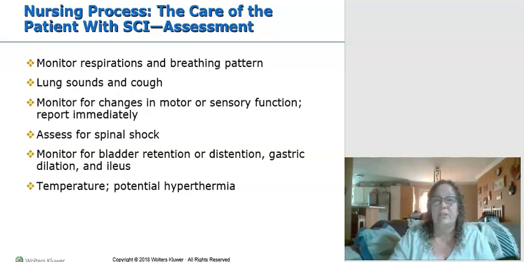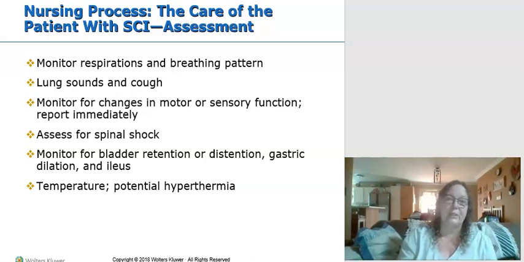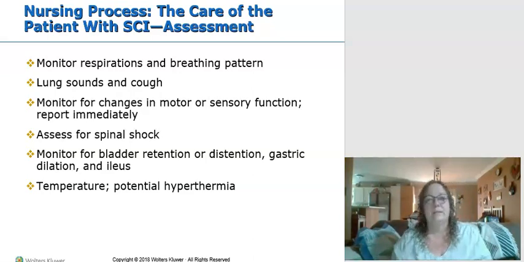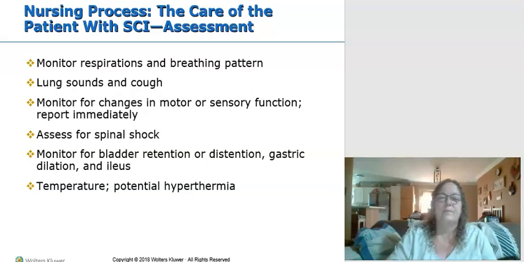So assess for spinal shock, right? So how do we do that? Well, we would do a neurological assessment. Is there any motor or sensory deficit? Document at what level, that sort of thing. Monitor for bladder retention and distension, gastric dilation, and ileus, right? Because these can cause autonomic dysreflexia. So we want to monitor for and prevent these, and make sure that we're doing frequent temperatures. So at least every 4 hours with our temperature.